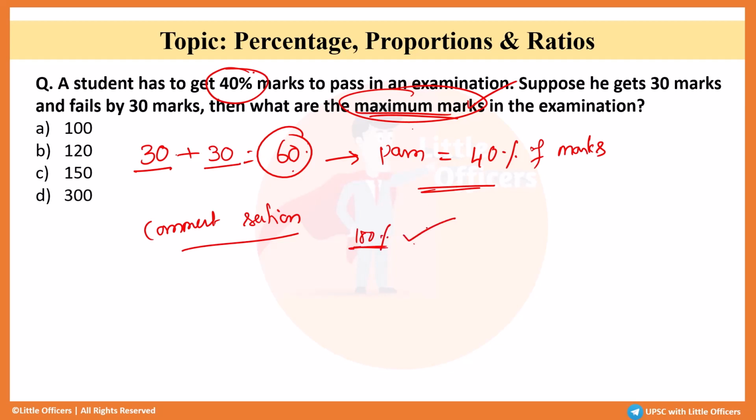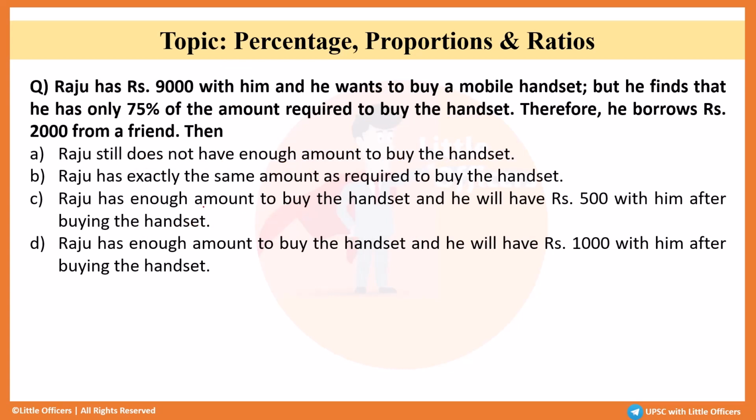Okay, next. Yes, let us look at the next question. Raju has 9,000 with him and he wants to buy a mobile handset, but he finds that he has only 75% of the amount. That means the 9,000 he has is only 75% of the cost. If we need 100%, that is the cost of the mobile, 75% is 9,000. The remaining 25% we will add.